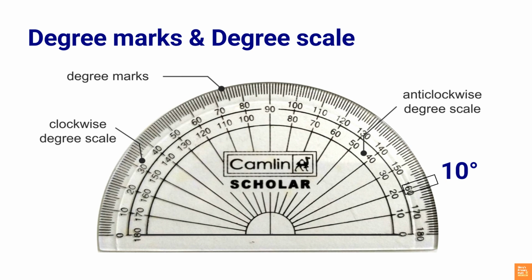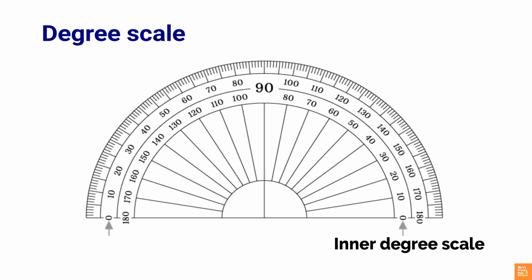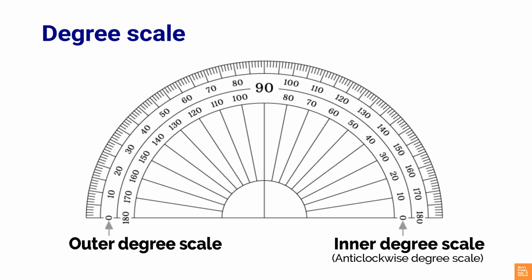There are two sets of degree scales going in opposite directions along an arc, inner degree scale and outer degree scale. Inner degree scale starts at the right side denoted by the numbers from 0 to 180 in anti-clockwise direction. It is also called anti-clockwise degree scale. Outer degree scale starts at the left side and is denoted by the numbers 0 to 180 in clockwise direction. It is also called clockwise degree scale.